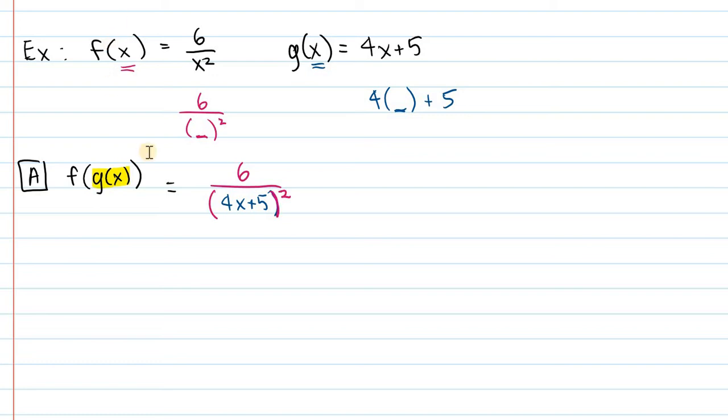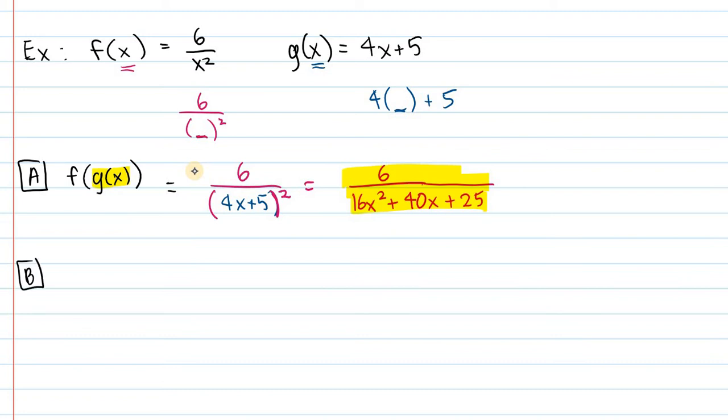Okay? So all we did is we took the expression for g of x and we put it where the x was in the f of x function, and we could either leave it like that or we can expand it. And if we expand it, we know that we have to FOIL the bottom there. So we would get 16x squared plus 40x plus 25. So this expression here is the composition of those two functions. All right, let's look at another way to combine them.